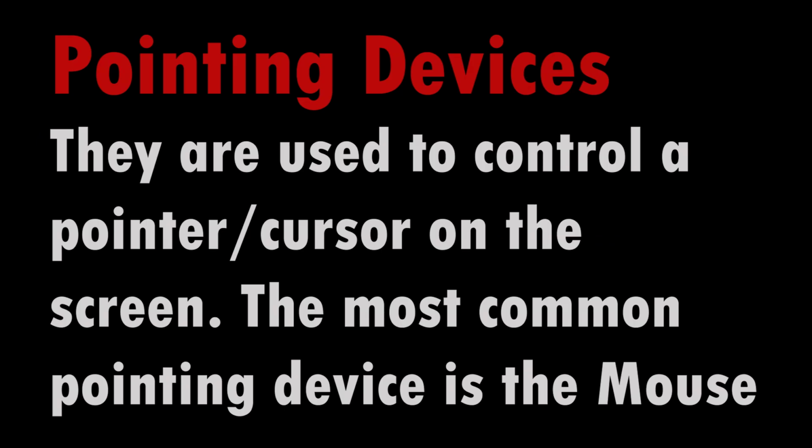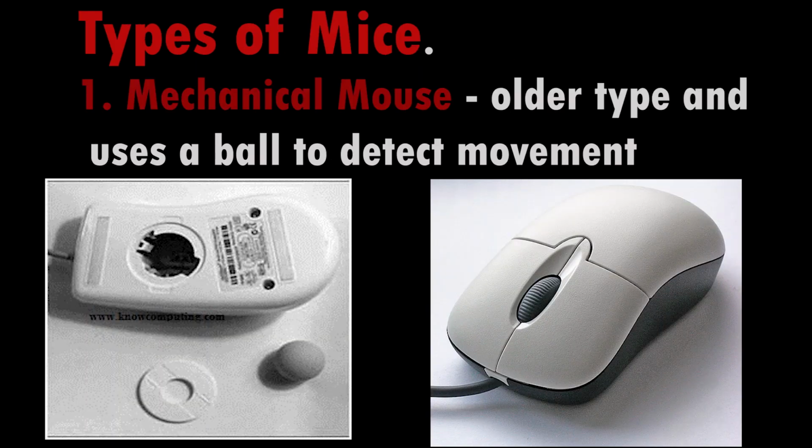Number two, we have what we call the pointing devices. This is a special type of input device. They're used to control the movement of the cursor on the screen. The most common pointing device is the mouse. There are different types of the mouse that we have. The first one is the mechanical mouse, which is the older type of mouse, which is mostly obsolete nowadays.